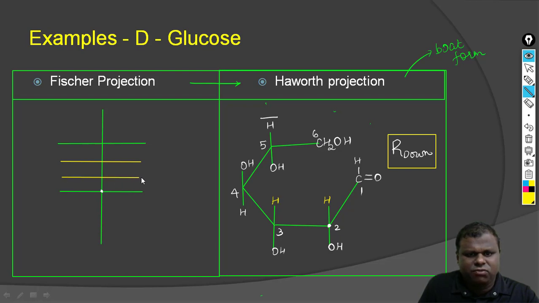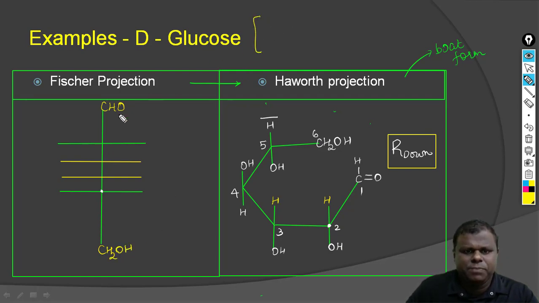So this is basically the four chiral centers, and now I'm going to draw the structure of D-glucose. D-glucose is an aldose, so you have the CHO group here, and this is going to be CH2OH, correct? Now you should remember in the case of glucose, this is the first carbon, this is the second carbon, this is going to be the third carbon, right? The third carbon is going to have OH on the left side, right?